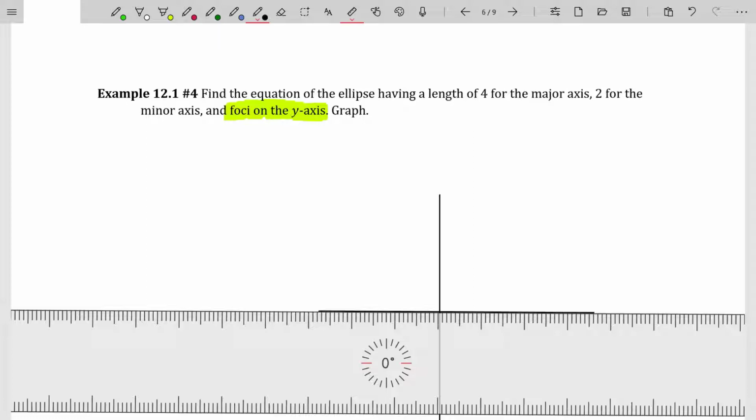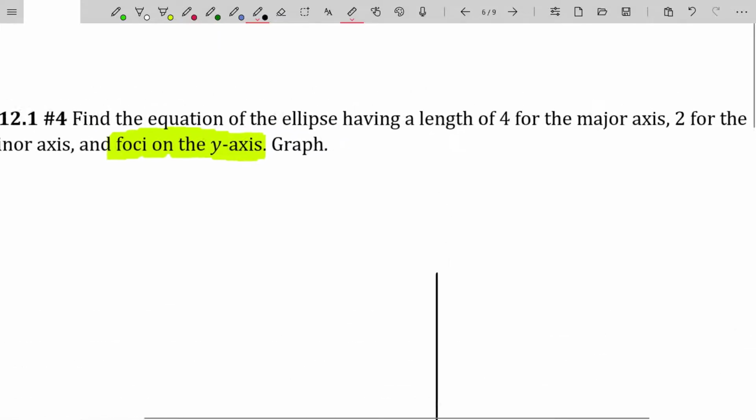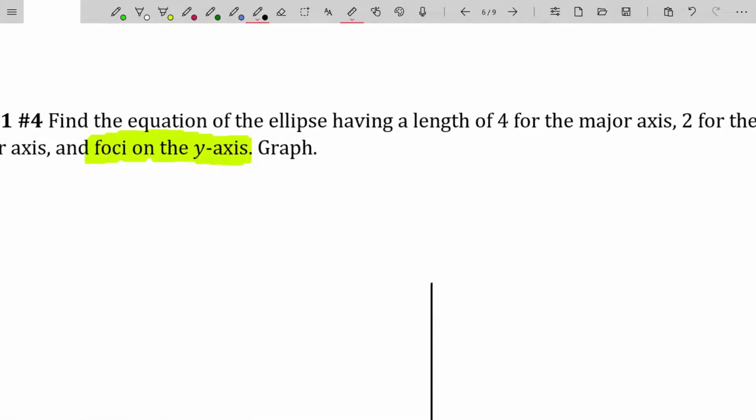Now, there are an infinite number of ellipses actually that satisfy this. That's why I was kind of hem-hawing for a moment, because I thought, that's interesting. I didn't give you any other information here. So let me go ahead and just make this an off-center ellipse. Let's make it kind of interesting.